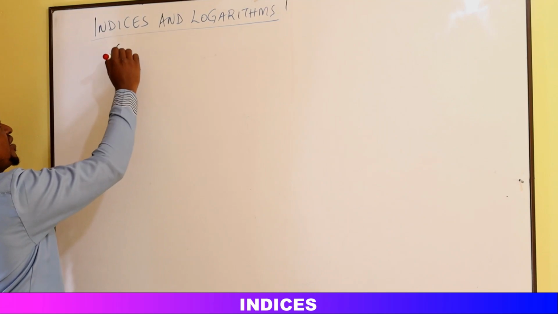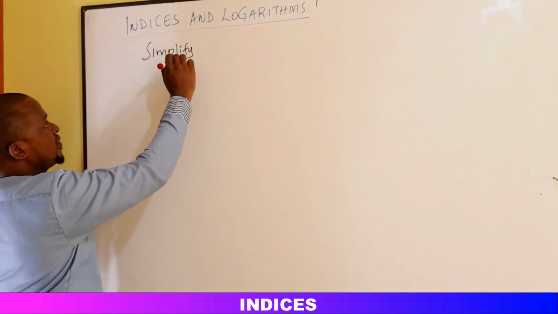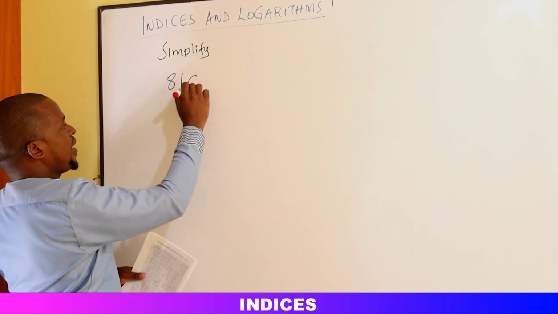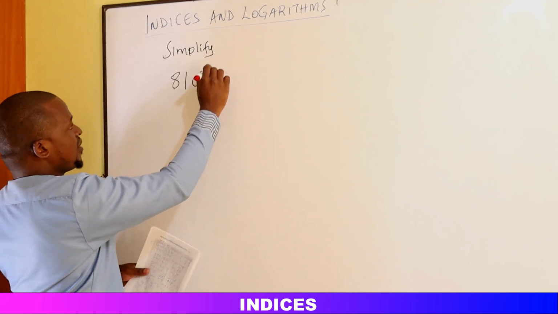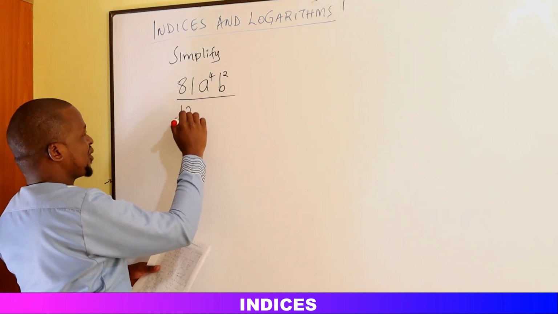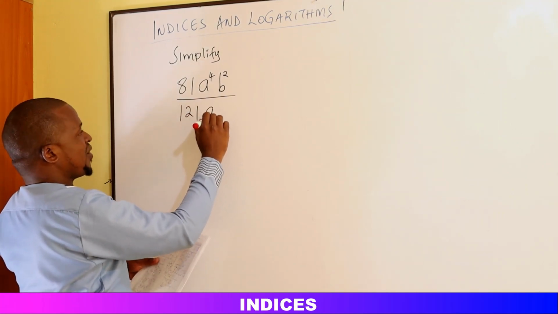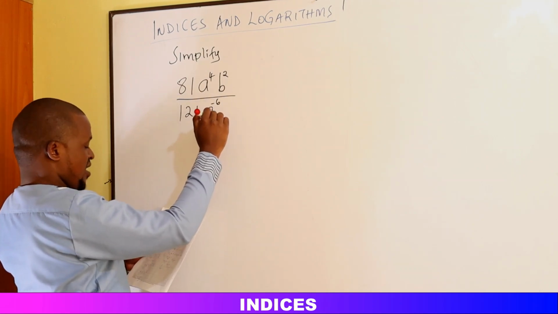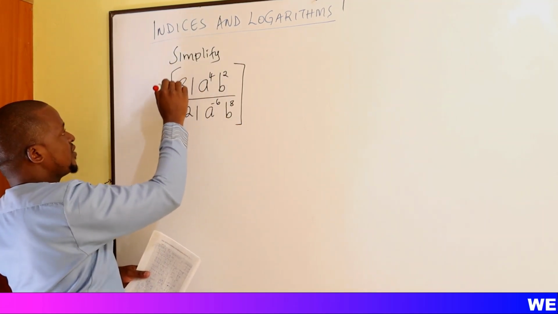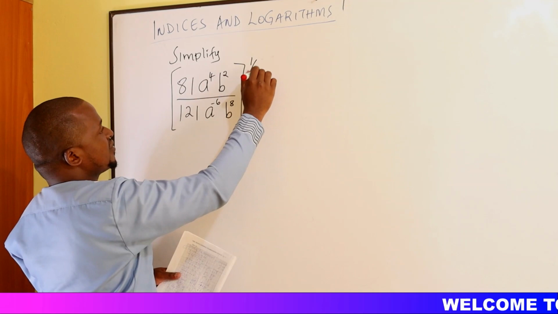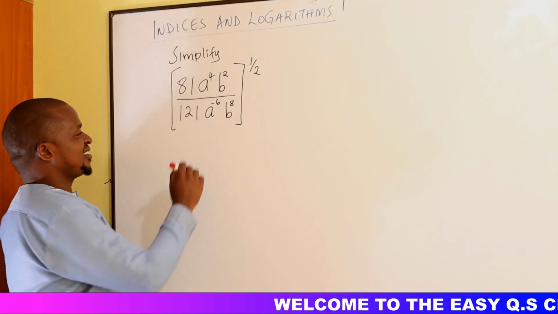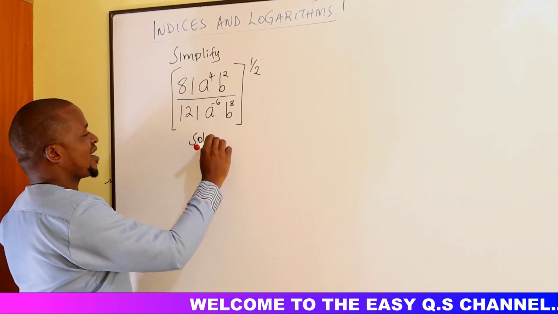So you are trying to simplify 81 a to the power 4 b squared over 121 a to the power negative 6 b to the power 8, all this raised to the power half. So when you face such a question, this is how you work out the solution.